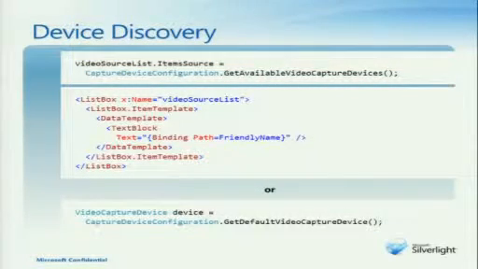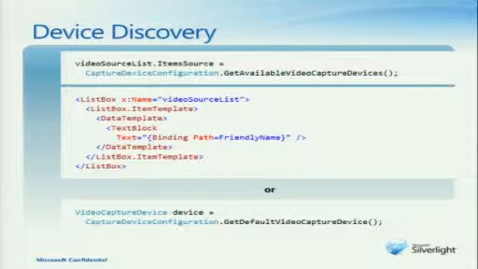So here's an example of how we can discover what devices are available. So I'm calling the capture device configuration class's GetAvailableVideoCaptureDevices. And in this case, I'm just putting that straight into a list box. The list box will then just use normal data binding to display one item for each object we put in there. And calling ToString will be the default behavior. That's not terribly useful. If you call ToString on a video capture device, it doesn't return any useful information. So instead, we bind to the FriendlyName property.